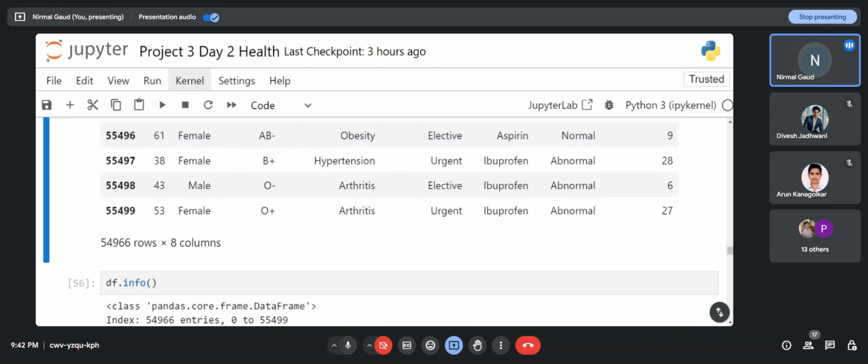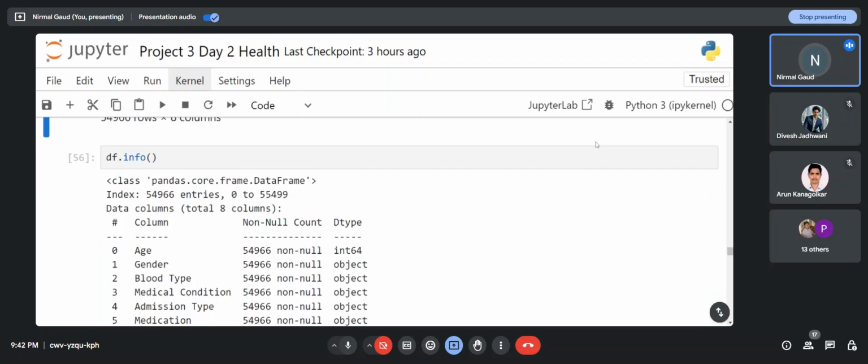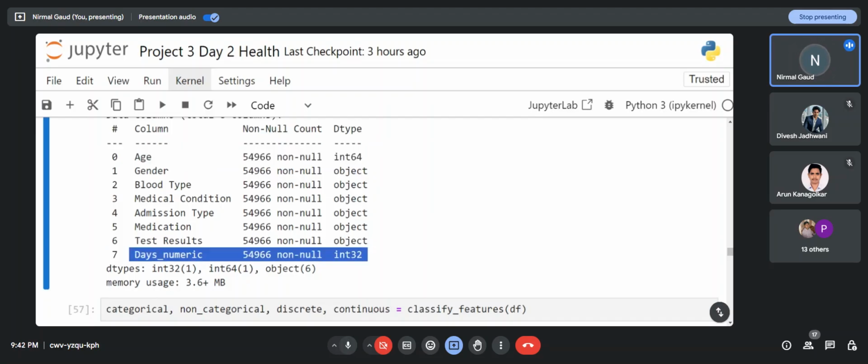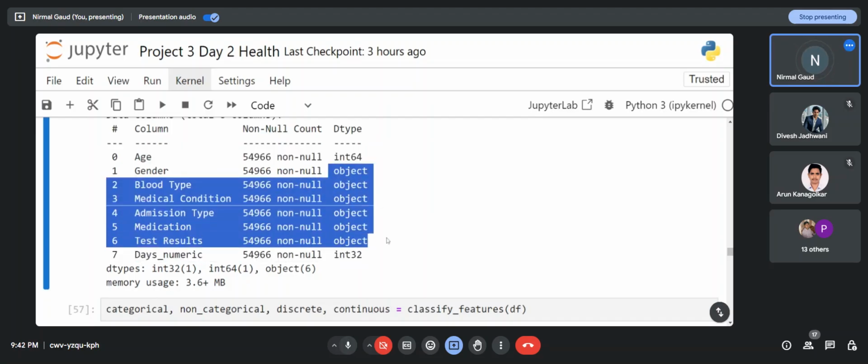So here I printed the information of the data frame, and it looks like this. Age is int 64, days is int 32. Rest all are object type.